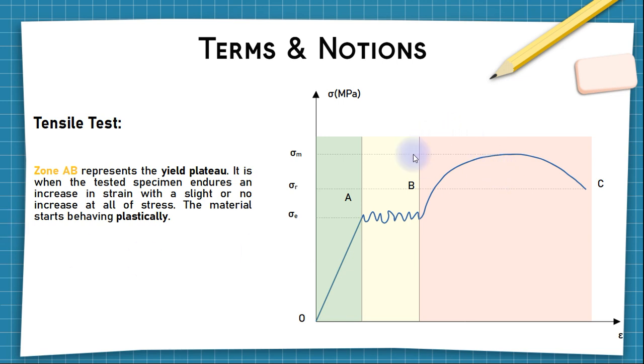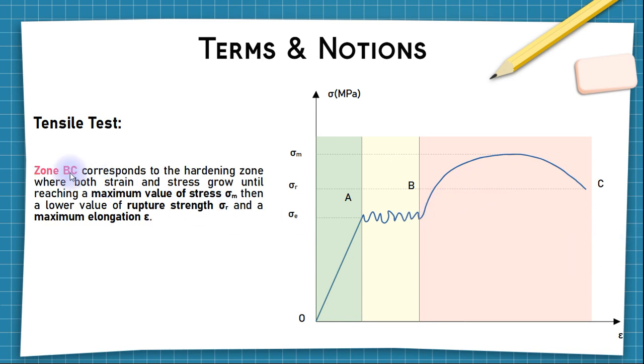So the zone AB represents the yield plateau. So you see it's almost stable. It is when the tested specimen endures an increase in strain with a slight or no increase at all of stress, and the material starts behaving plastically. So here we get an additional elongation, but the stress is not increasing or changing at all.